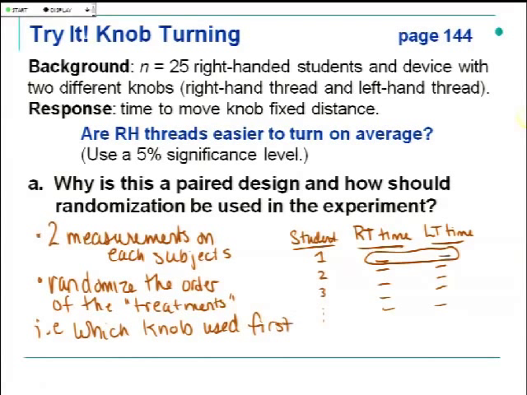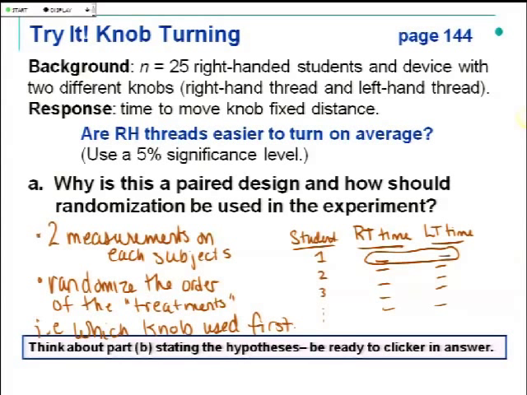How might you do randomization here? What could you do? If you don't have a fancy calculator with random numbers and so on, you could just flip a fair coin. If it's a head, they do the right thread knob first. If it's a tail, they do the left. It might be that my 25 people won't be evenly split. Maybe there'll be 15 that do the right thread and 10 that do the left, but it's still randomized. Or maybe I do have a random number or a hat with numbers 1 through 25 in it, right? Pick out the first 12 numbers randomly, and they get to do the right thread knob, and the other 13 do the left. Can't quite balance it perfectly, but that we could do. All right, so randomization would be important. Otherwise, order would be a confounding variable in this experiment.